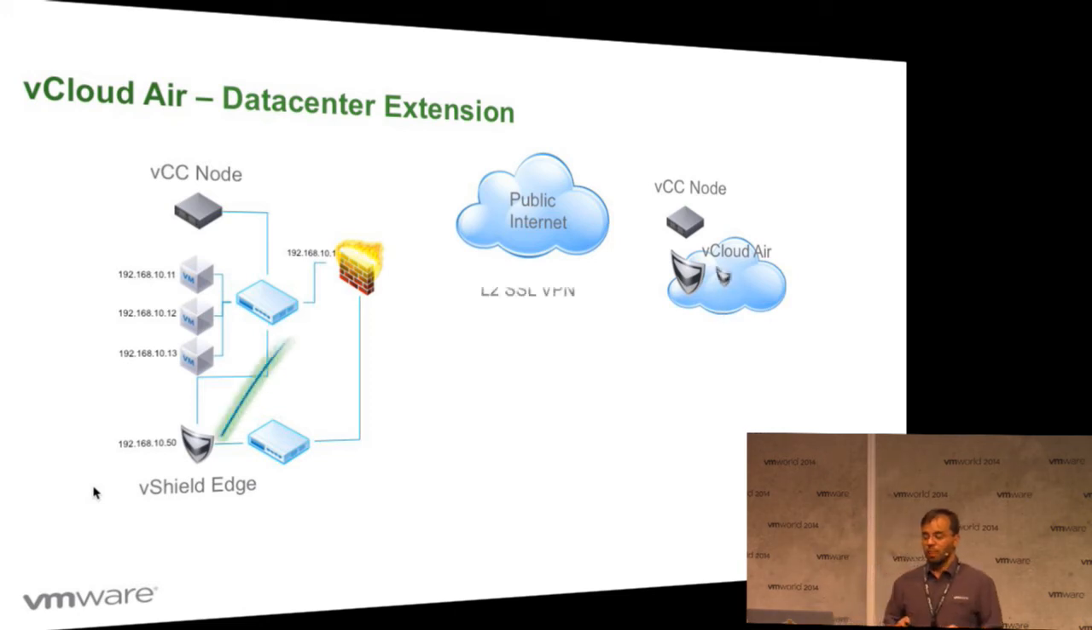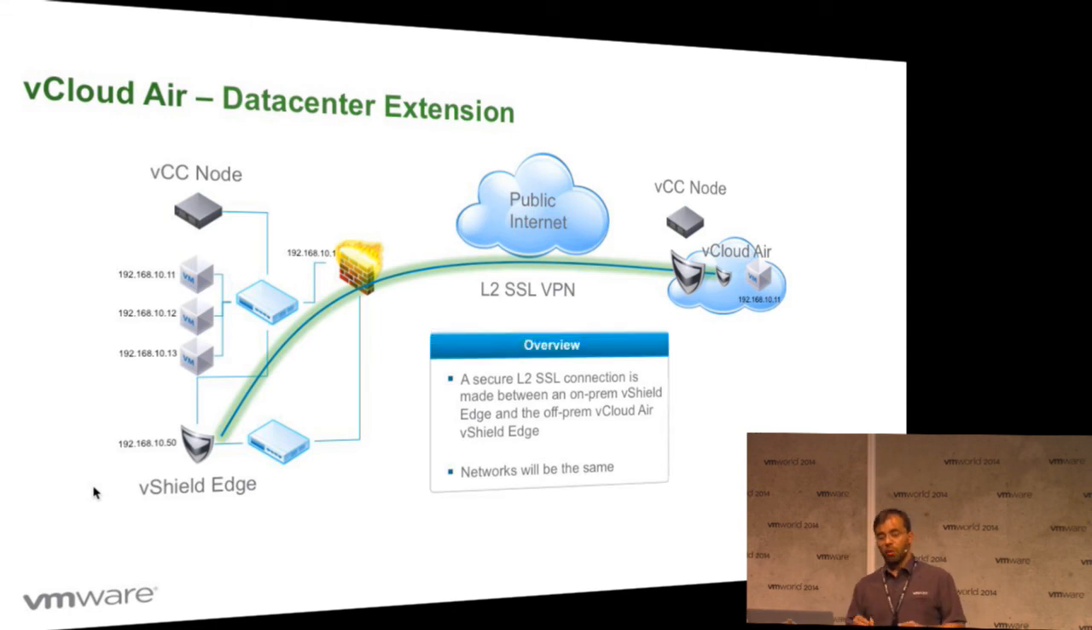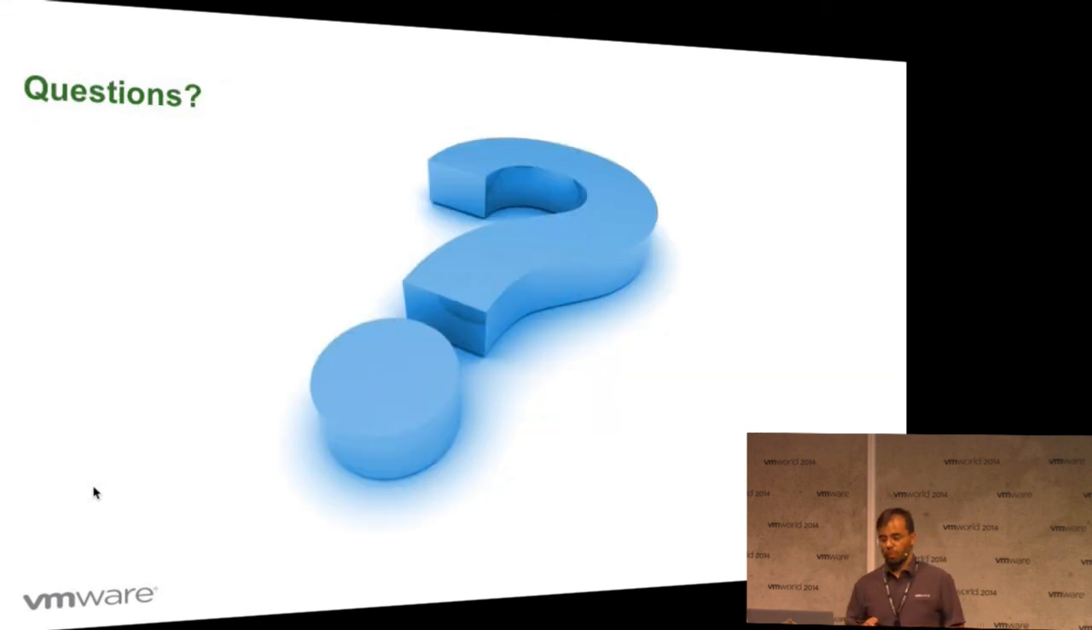Once that is done, we'll create an L2 SSL tunnel between the edge gateway on-prem and the vApp edge gateway that is deployed as part of this process. Once that is in place, we'll initiate the process of moving the virtual machine through vCloud Connector. Now we can see that the two virtual machines will reside on the same IP address schema, so they will behave exactly the same way as if they were on the same network. And that will be the presentation for today.